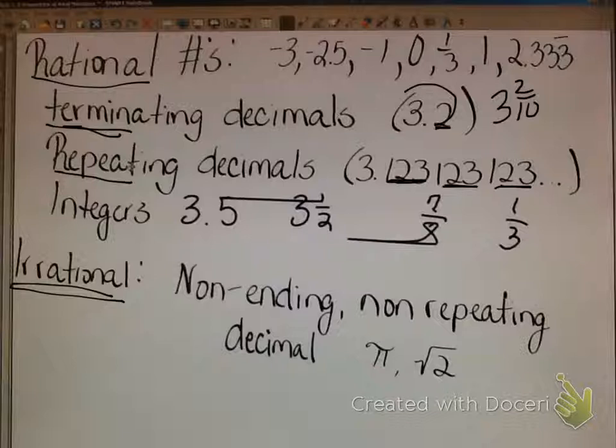Irrational numbers are non-ending, non-repeating decimals, such as pi. That's 3.14, and then it just keeps on going, but there's no repeating pattern. Pi doesn't have a pattern, it doesn't repeat, it doesn't end. It's 3.141592654, and it just keeps on going, never repeating. So it's an irrational number. The square root of 2, it doesn't end, it doesn't repeat. It's 1.41421356, and it just keeps on going, doesn't end, doesn't repeat.